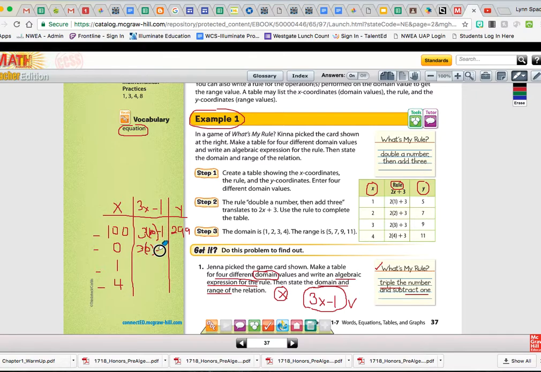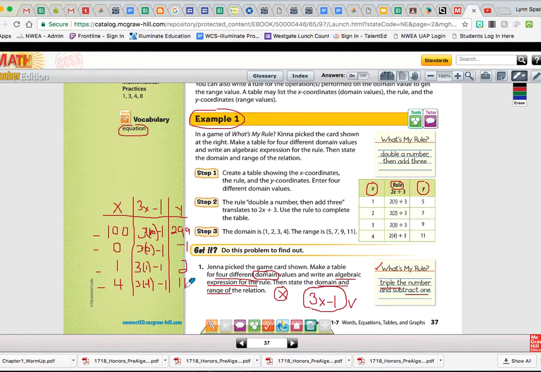Well, 3 times 0 is 0. 0 minus 1 is negative 1. The next domain value is 1. 3 times 1 is 3, and then 3 minus 1 is equal to 2. And finally, 3 times 4 is 12, and 12 minus 1 is 11.